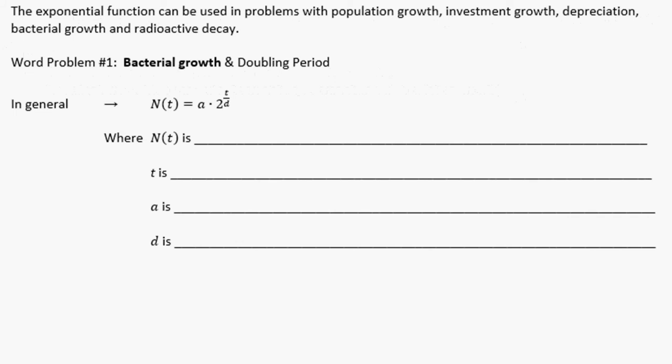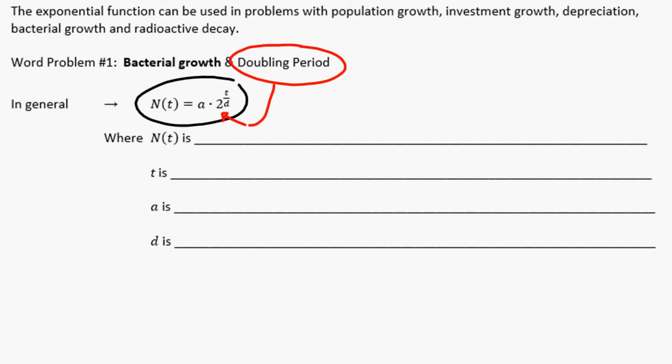Exponential functions can be used in problems with population growth, investment growth, depreciation, bacteria growth, or radioactive decay. Here we're going to talk about doubling period. We've got this function here: N of t is equal to a times 2 to the exponent t over d. This is dealing with doubling period. So you can see that my base is 2. So what does everything else mean?